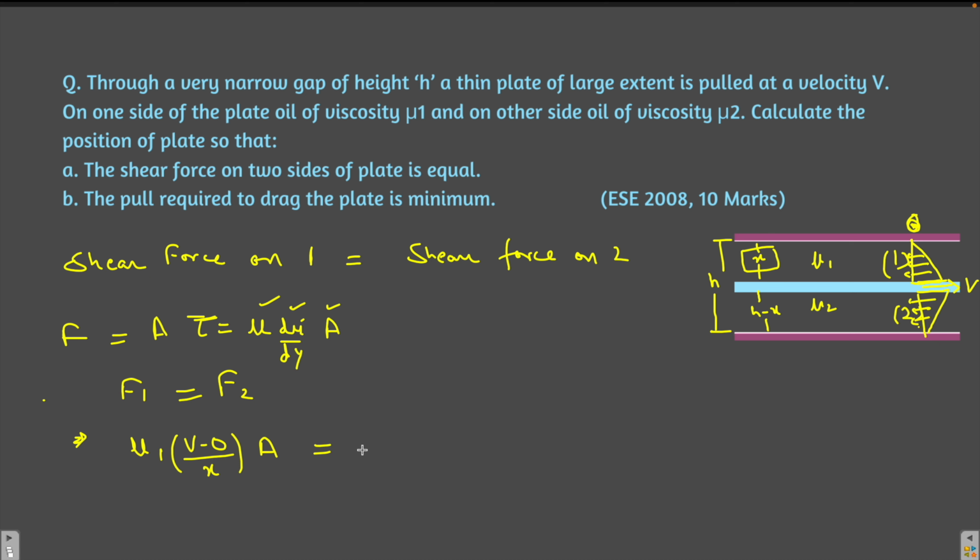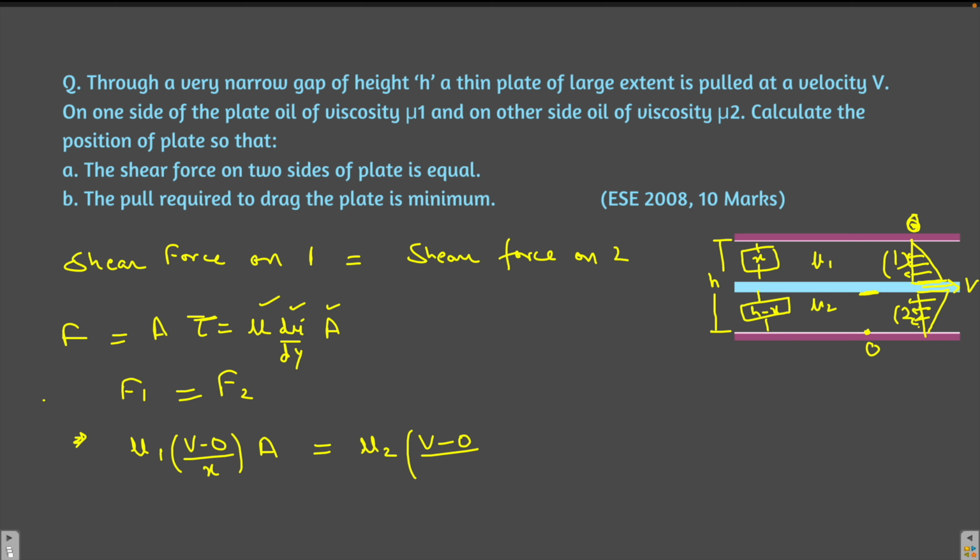What is mu over here? What is the viscosity of the oil? It is mu2. What is the change in velocity? Change in velocity is again v minus 0, because the velocity of the fluid over here is v, that is same as the velocity of the plate, and the velocity of the fluid over here is 0. Okay, so it is v minus 0. Now what is the distance by which this velocity change is taking place? It is h minus x, this one, h minus x.